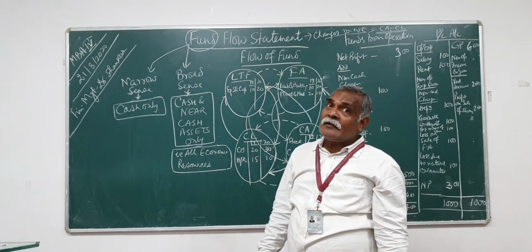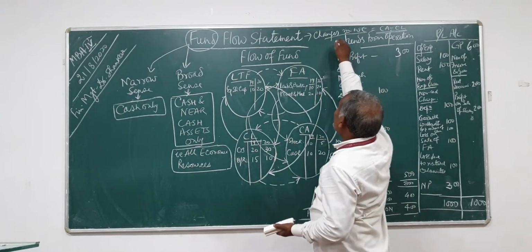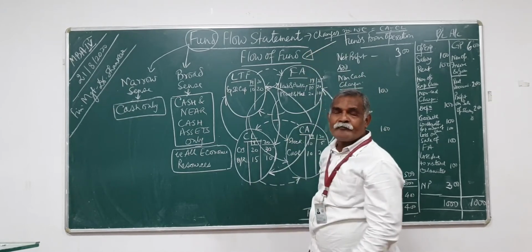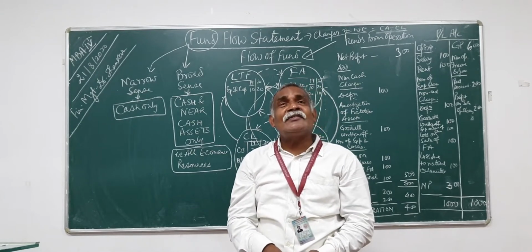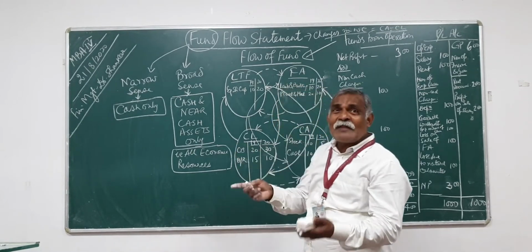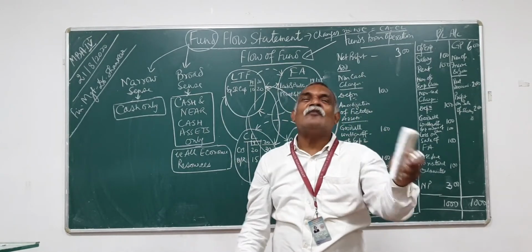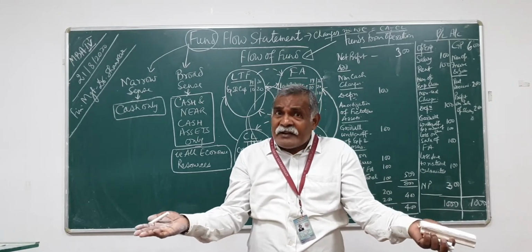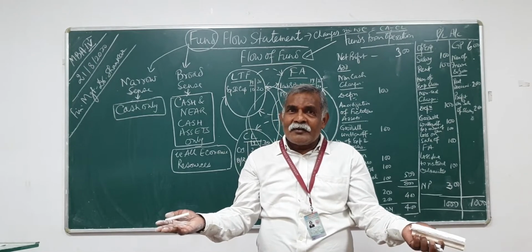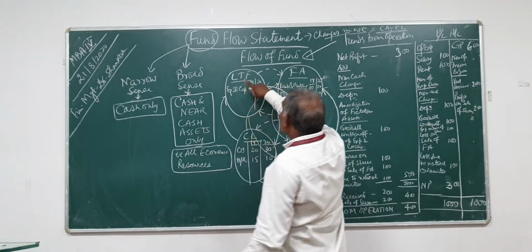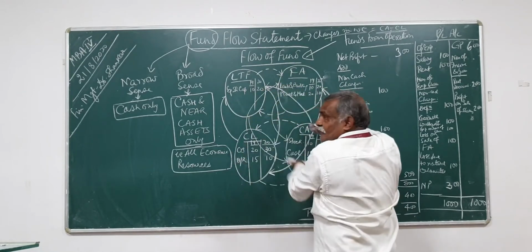And fund is flowing only when there is a change in working capital. So, if there is a change in working capital, then only will fund flow. And working capital means current assets and current liabilities. It means if there is a transaction between fixed assets and long-term fund, that will not put any effect on working capital, because working capital is current assets minus current liabilities. So, there are horizontal transactions, vertical transactions, and diagonal transactions.